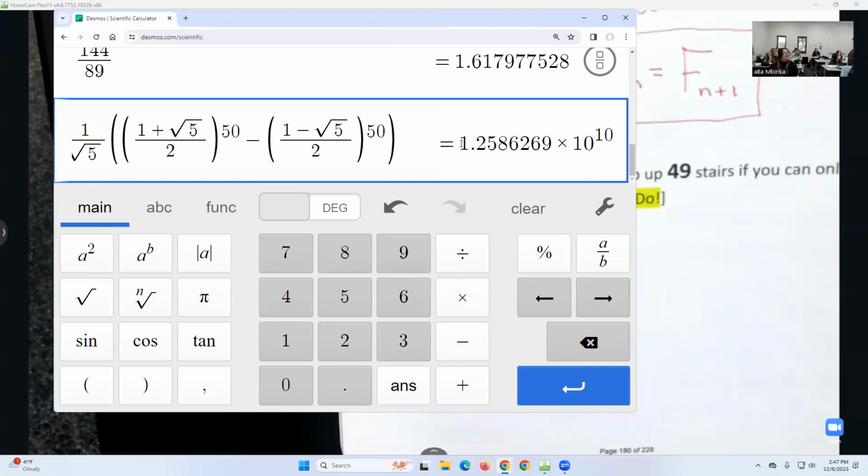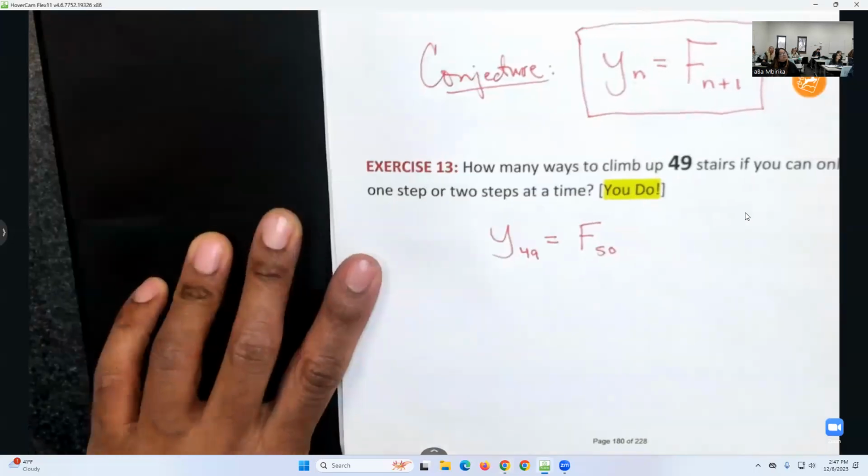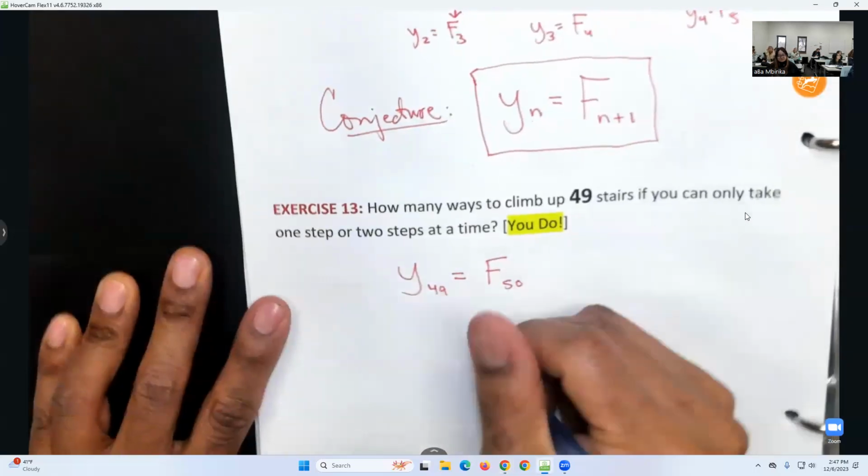Okay, so we have a number that is ginormous. I can't give you the exact number because Desmos is being a punk, but it's a 1 followed by 10 zeros. So 6 zeros is a million, 9 zeros is a billion. So approximately 12.5 billion. There's 12.5 billion ways to get up 49 stairs.